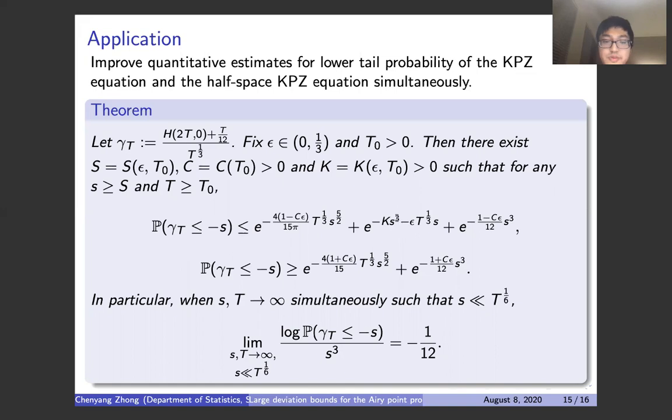The main improvement is that we improve the previous exponent 3 minus delta here to 3, so that we can actually get the cubic exponent when the tail depth s is much less than t to the 2/3. And the second one is that we get the correct prefactor here, so that we can show that when s is much less than t to the 1/6, the tail behavior of gamma t is pretty close to the Tracy-Widom distribution.